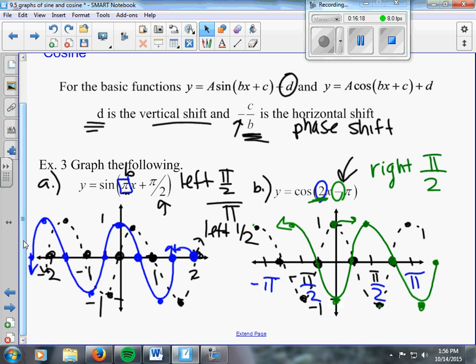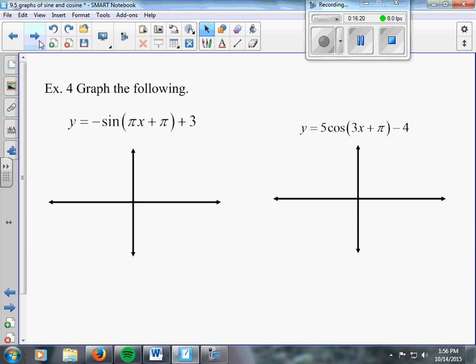All right, and then do I have any shifts up and down? Okay, no. For our last examples, we're going to do all of them. So you're going to have an amplitude change, a period change, a phase shift, and a vertical shift. Very exciting stuff. All right, and this is our last example.